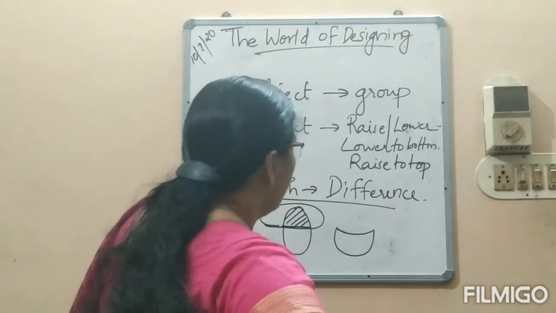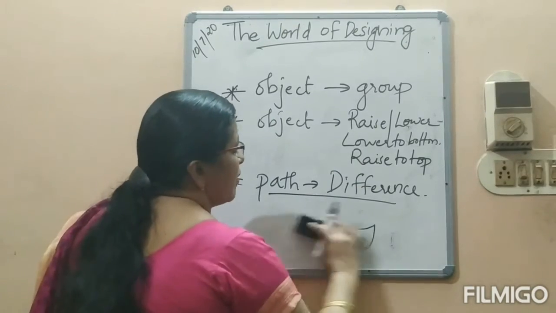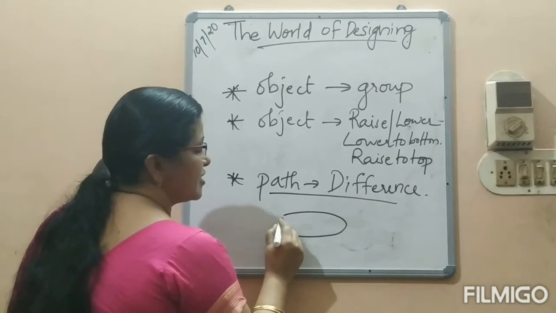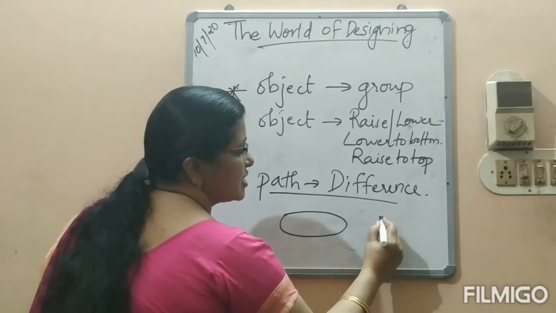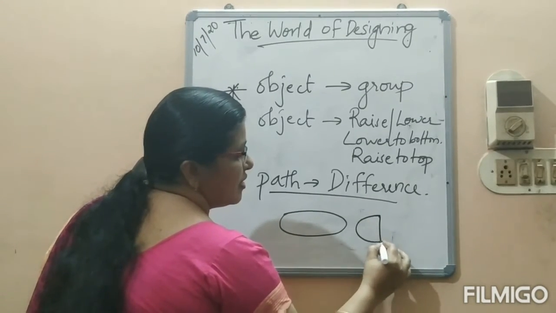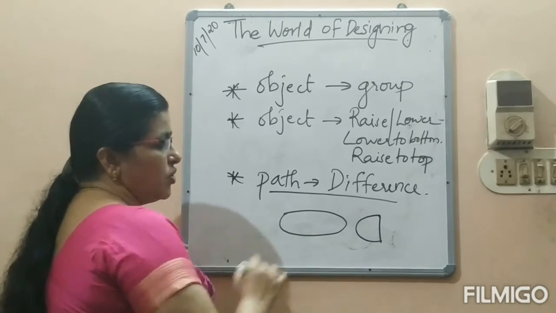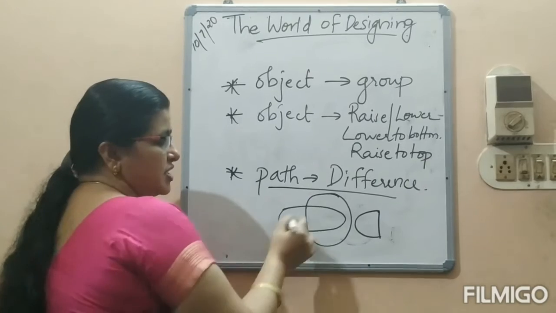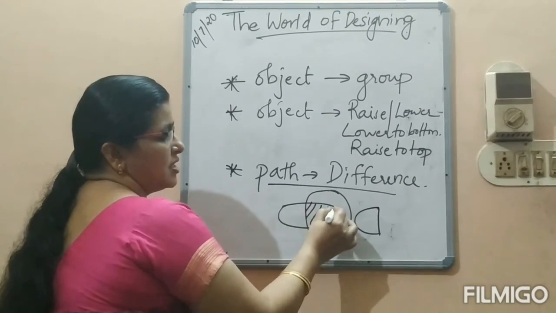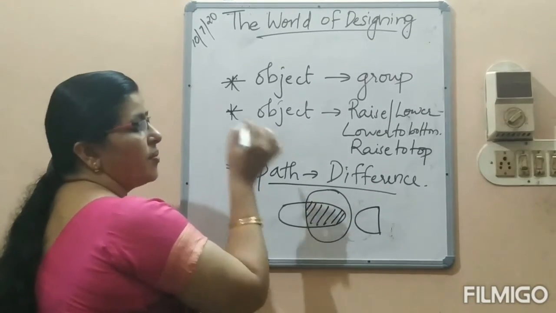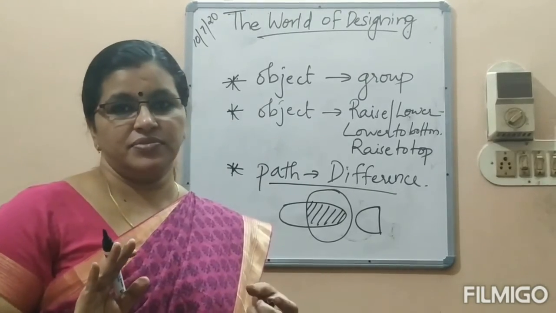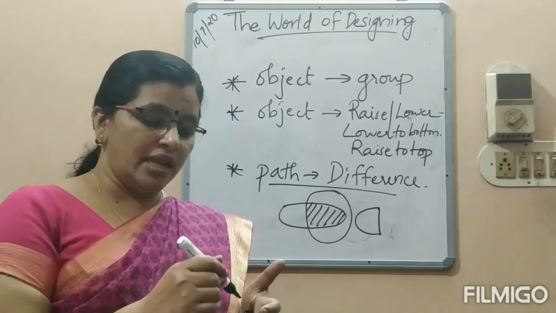Okay. For example, if you have drawn a figure like this and you want to convert this figure like this, what will you do? You will draw a circle here. What is the common area? This is the common area. To remove that common area, you are using path difference. This much we have learned in the last class.